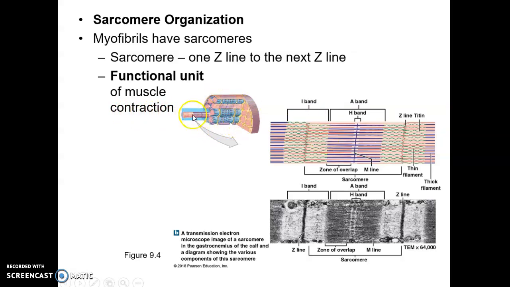Myofibril is part of a muscle fiber. The whole muscle will contract. The whole muscle fiber will contract, and that's part of a fascicle and then part of a muscle, so the entire muscle will contract in unison. But we're zooming into the single individual functional unit of muscle that does the contracting, and that is a sarcomere.